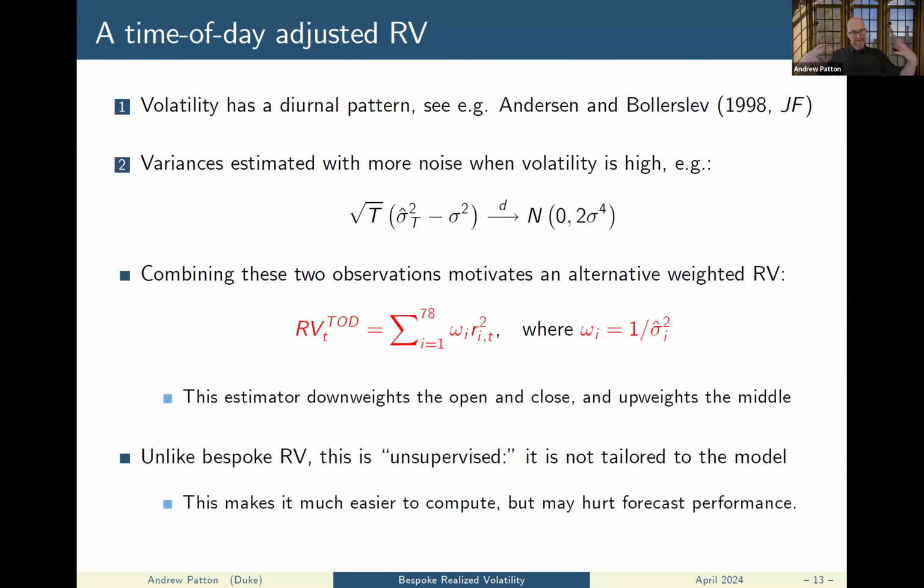So this is not in the class of bespoke realized variance because it's not tailored to any model. This is motivated by an empirical pattern and a theoretical pattern. The volatility has a diurnal pattern, and theoretically, volatility is harder to estimate when it's high. So this is not in the class of estimators we're trying to market, but I think it's an easy one to compute, and it's in the same spirit as what we're talking about. So I wanted to include it in the set of things that we're looking at.